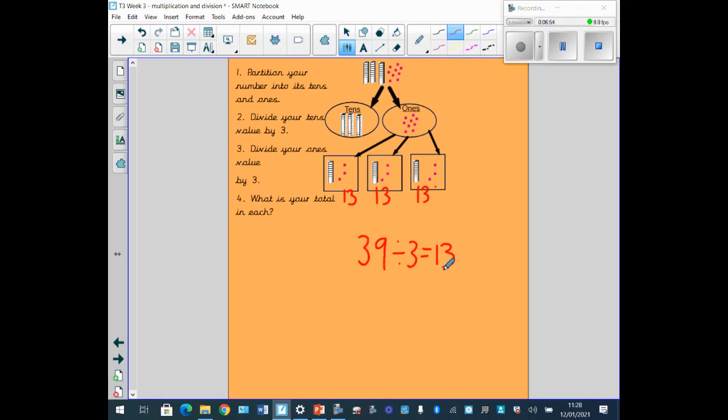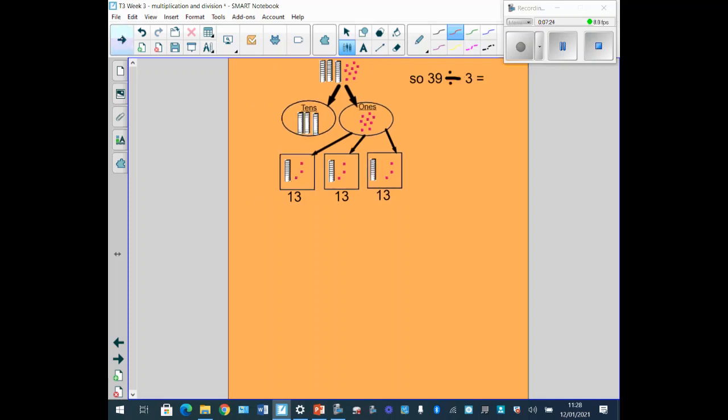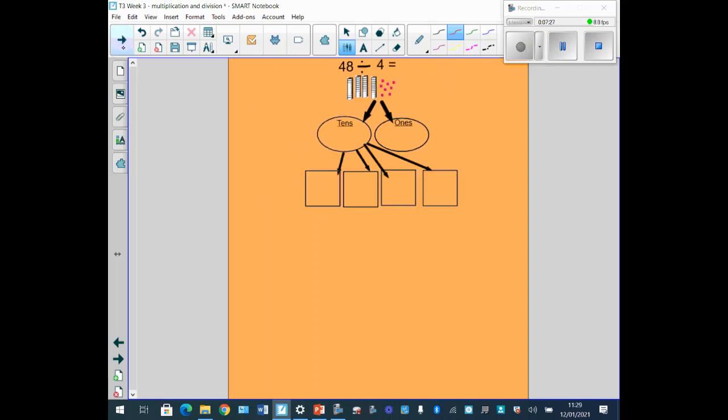So create your number using deans. Partition them into 10s and 1s. Think about what you're sharing that amount by, and create your 3 sharing circles. Then share your 10s and then share your 1s. Okay? Right. Have a go at this question here: 48 divided by 4. Pause the video and then we'll go through it together.